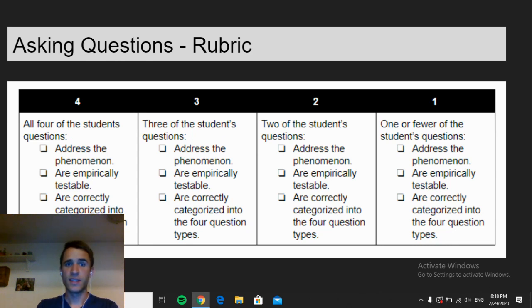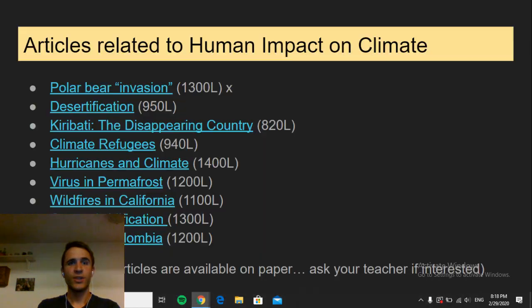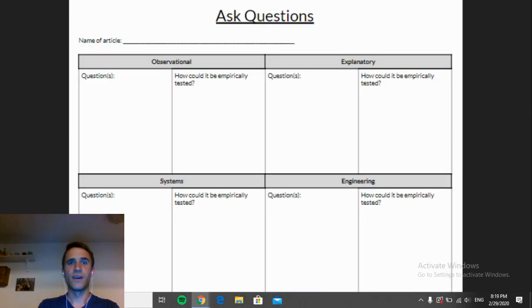That's what we're working on. It's okay if we don't get there today. Today's all about understanding how we categorize questions and how we ask good questions, but we are working towards the goal of being successful on this rubric. Go ahead, guys, and get started. Choose your article and get started filling out your graphic organizer.